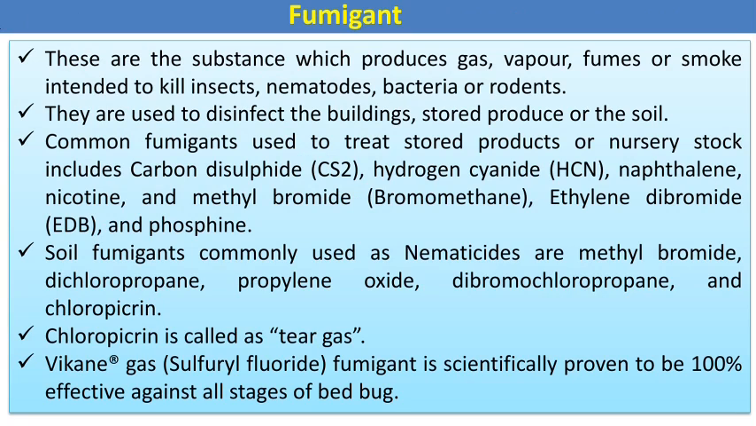The next category is fumigants. These fumigants are mostly used for fumigation purposes. In that, carbon disulfide, hydrogen cyanide, naphthalene, methyl bromide, and ethylene dibromide are the different fumigants used. Then there is one typical example, that is chloropicrin. Chloropicrin, called tear gas, is nothing but a fumigant.